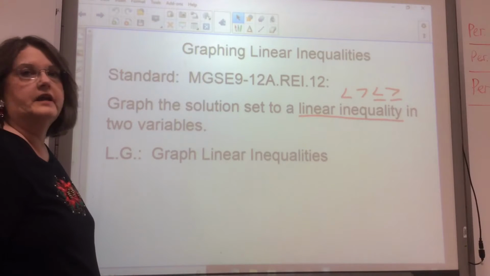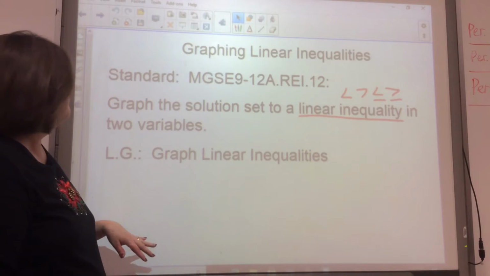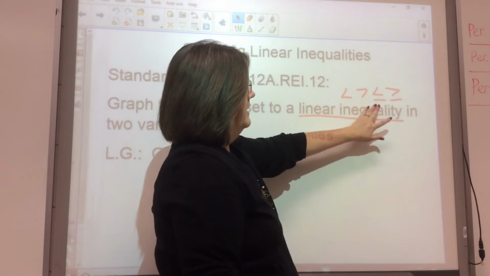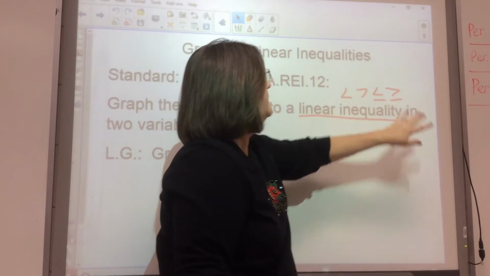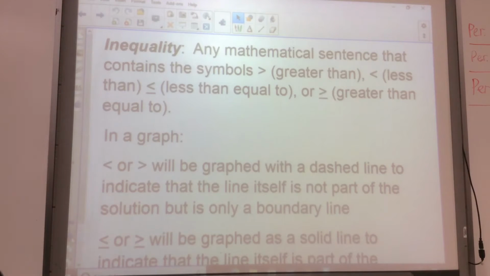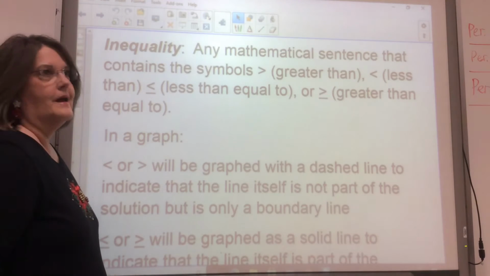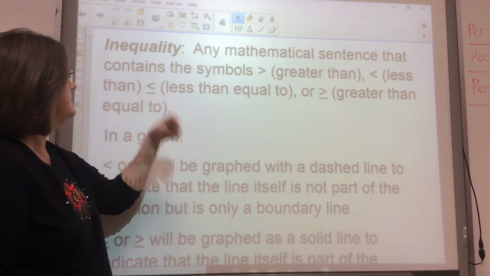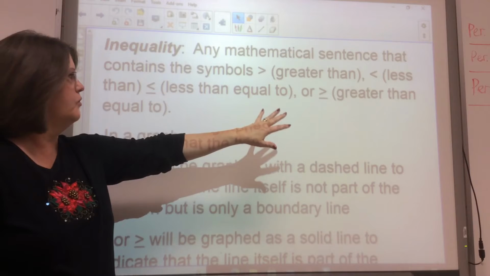We're going to be graphing linear inequalities today. All right. That means less than, greater than, less than or equal to, greater than or equal to. An inequality is any mathematical sentence that contains the symbols less than, greater than, less than or equal to, or greater than or equal to.